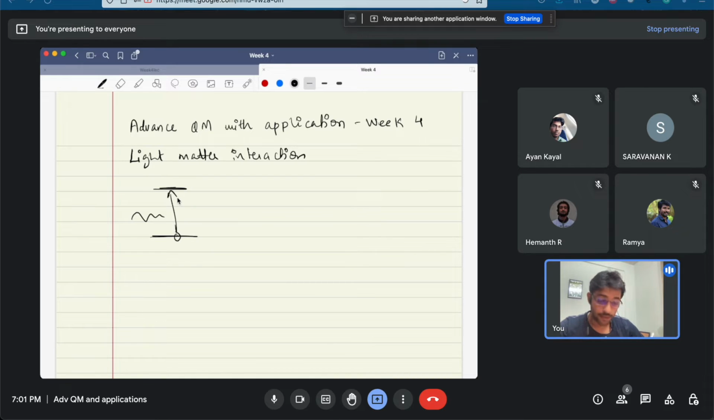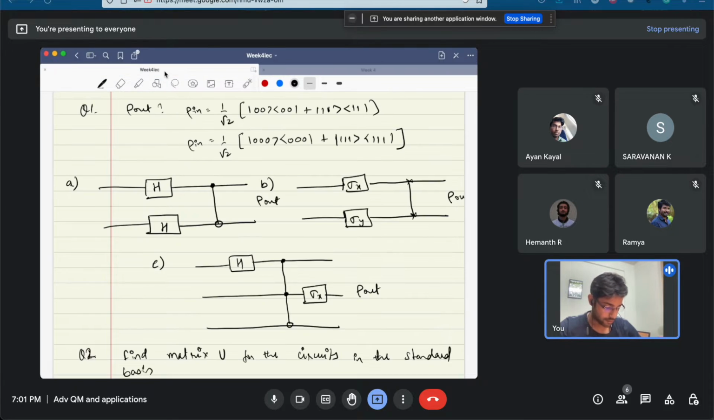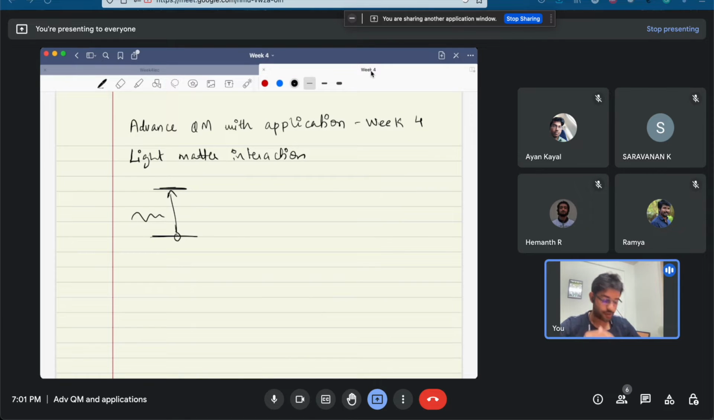Another thing that we are going to deal with is some quantum circuits. We are going to see, if we use a rho, a density operator, what we get out of these quantum circuits and how it works. So we are going to do some examples of these quantum circuits today. Okay, so first I'll do the light matter interaction.